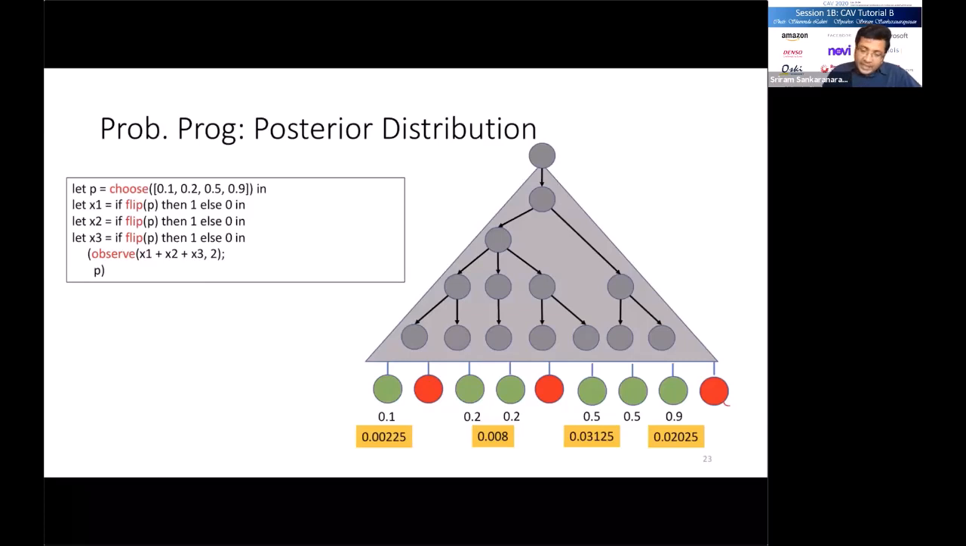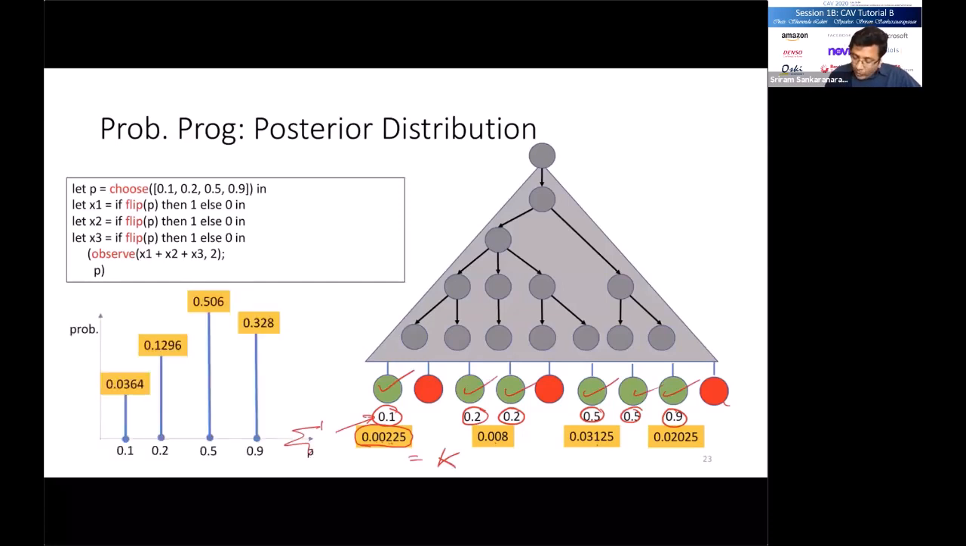Okay. With that semantics, you can say, let me collect all the values that have been returned by the program, along with their corresponding path probabilities. Okay. And so what happens is I get 0.1 here, and 0.1 in this path happens with 0.00225 probability. And I sum up all the successful path probabilities. When I sum up all the successful path probabilities, I get a denominator constant called K. Okay. And now the distribution that this program represents is this. 0.1 is returned. They add up all paths whose probability is 0.1 and divide it by the denominator capital K. And you would get, in this case, 0.0364. And that's the probability with which the program would return 0.1.